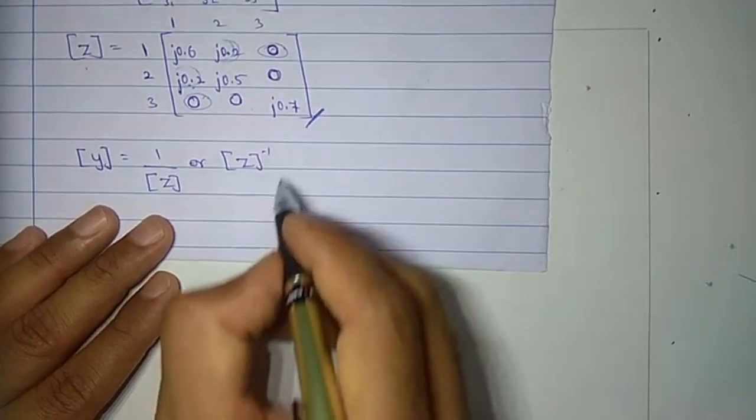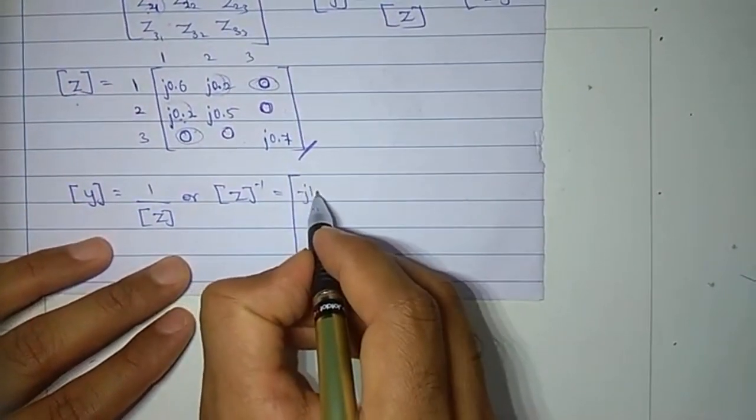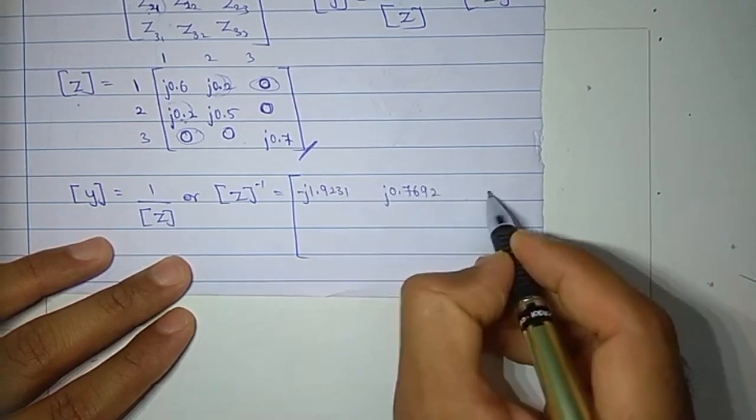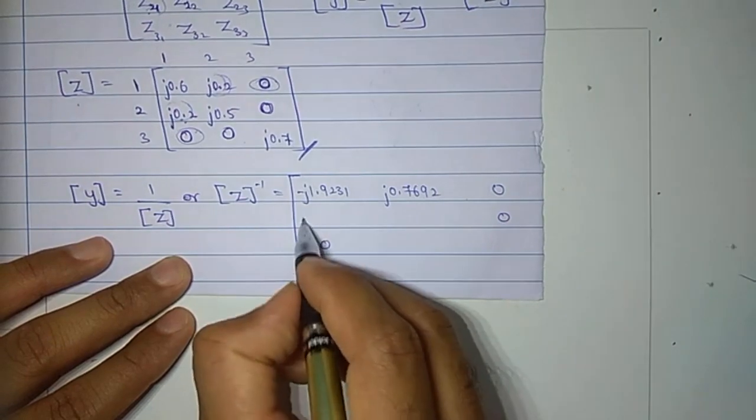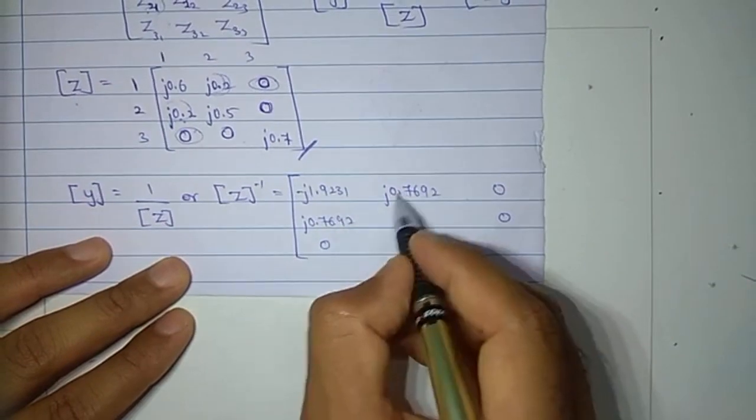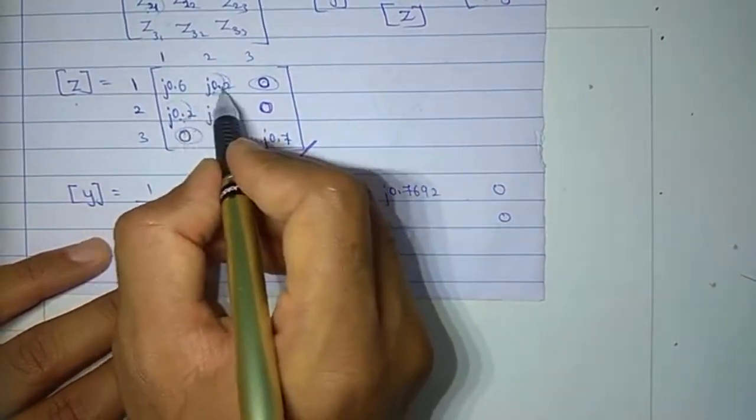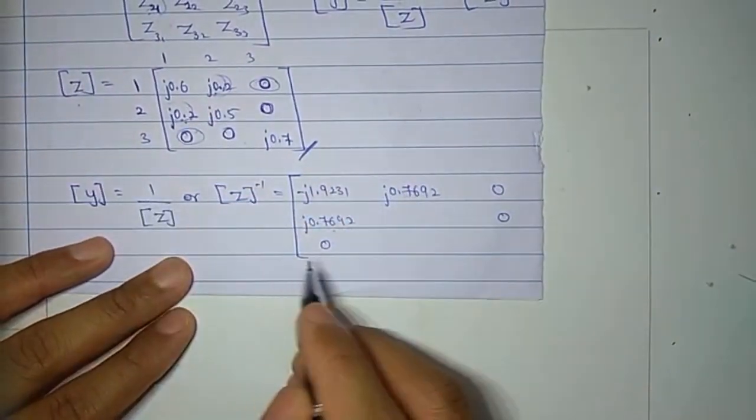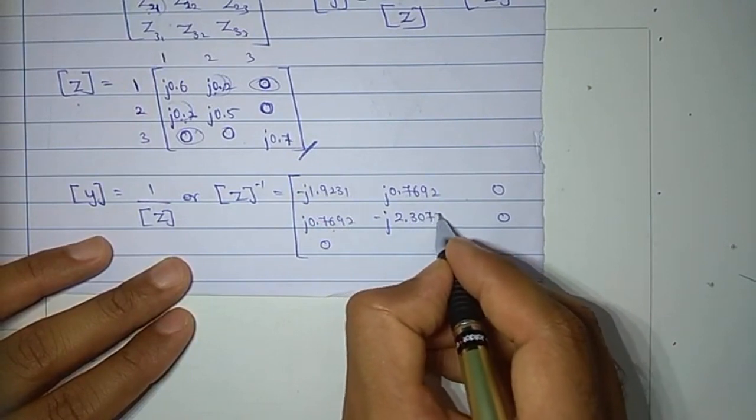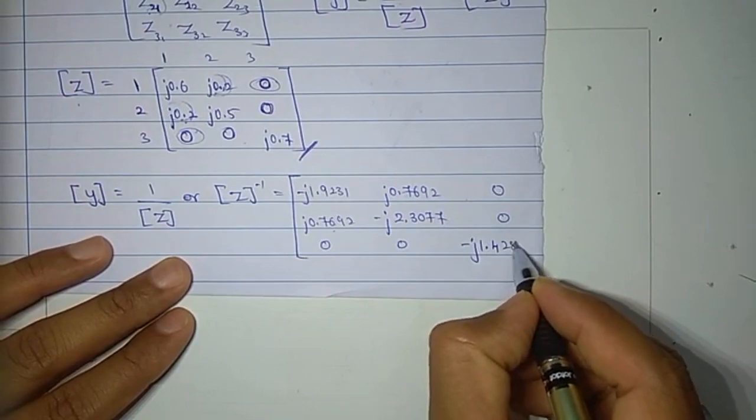I'll be writing directly the answer. Cross check whether you'll get minus j 1.9231, j.7692, 0, 0, 0, j.7692. Both this Z12 and Z21 is same, because see here Z12 and Z21 both are having the same impedance. So here also you'll be getting the same value. Minus j 2.3077 and here 0, it is minus j 1.4286.